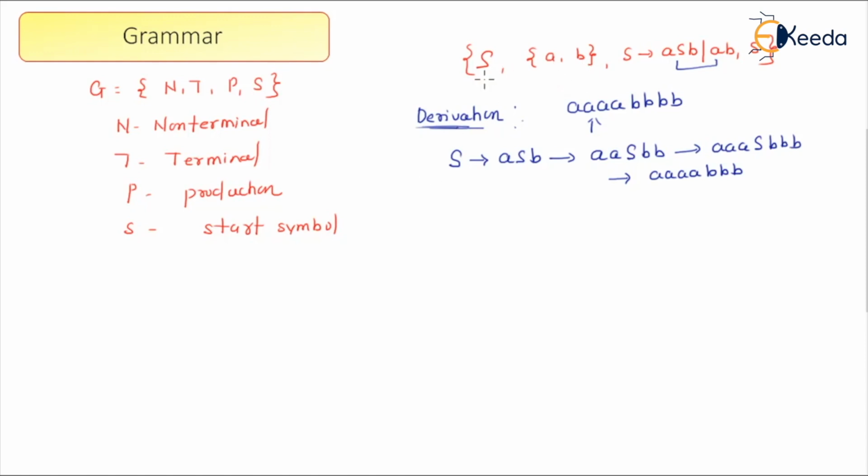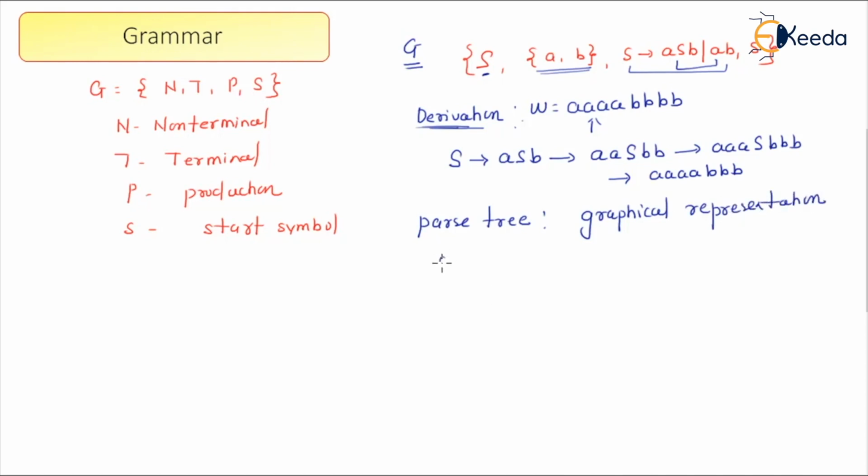So this is the grammar, with N, T, P, and S: non-terminal, terminal, production, and start symbol. This is my W, the string. This is the grammar definition, this is G, and this is the derivation. Finally, we come to the process called the parse tree. What is a parse tree? A parse tree is nothing but a graphical representation of derivation.